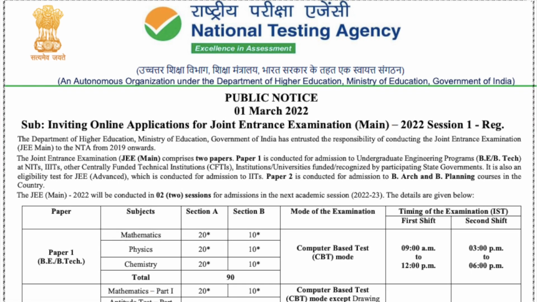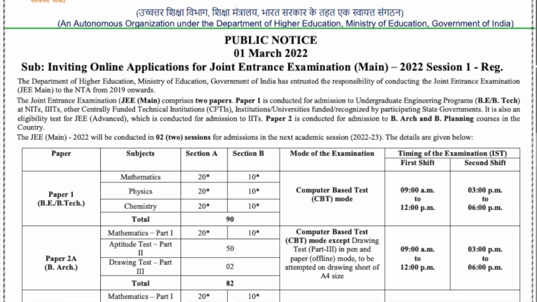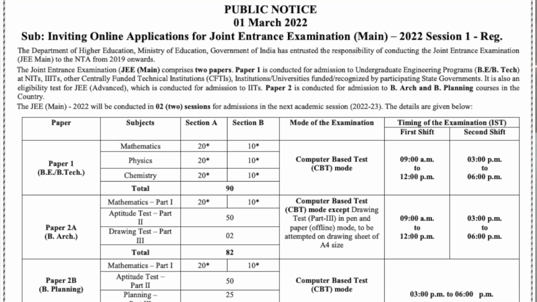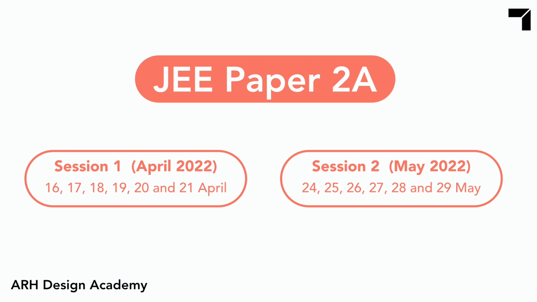Now, let's talk about the schedule of JEE Paper 2A. On March 1st, NTA announced the schedule of the exam for JEE Mains Paper 1, Paper 2A and Paper 2B. Our exam, Paper 2A, is going to be conducted in two sessions. The first session will be in April, from 16th to 21st April. The second session will be in May, from 24th to 29th.